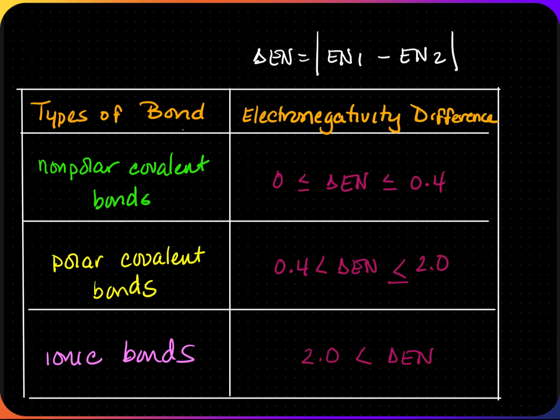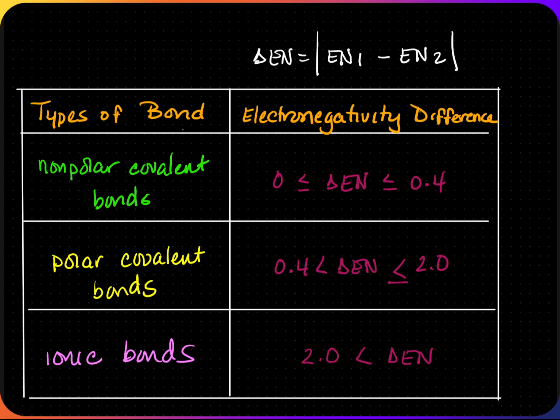Earlier in the year, we divided the types of bond into two categories, covalent bonds and ionic bonds. Ionic bonds were between a metal and a nonmetal. Covalent bonds were nonmetal and nonmetal. The covalent bonds are further divided into nonpolar and polar covalent.